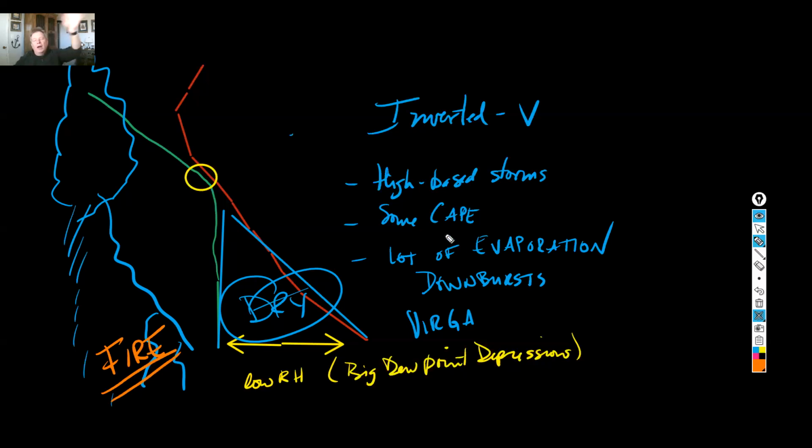So you have these out west, California, Nevada, Arizona, New Mexico. You get these high base storms that produce lightning, but it's really dry down low. It doesn't rain much. You get lots of wind, and that is really favorable for fire spread. So that's known as an inverted V sounding, okay? So that's three of them.